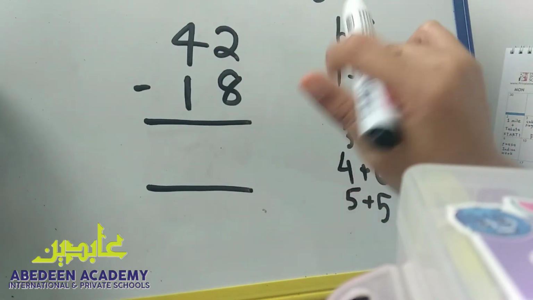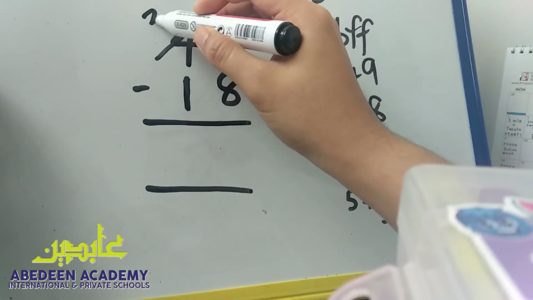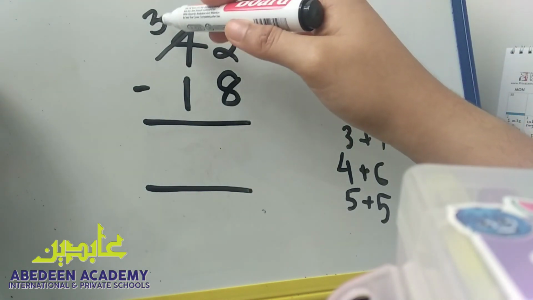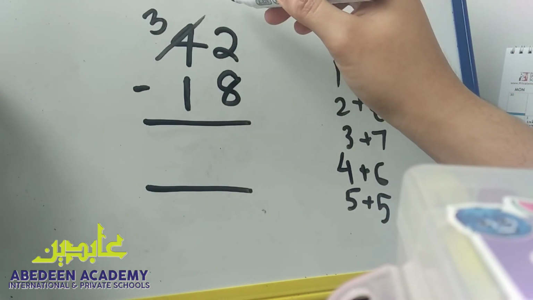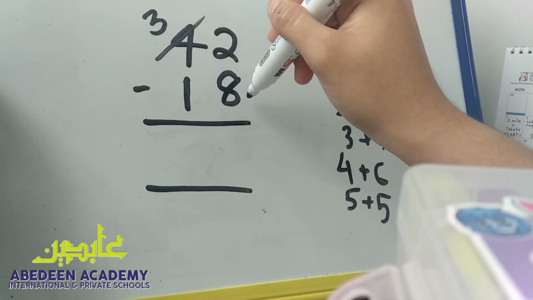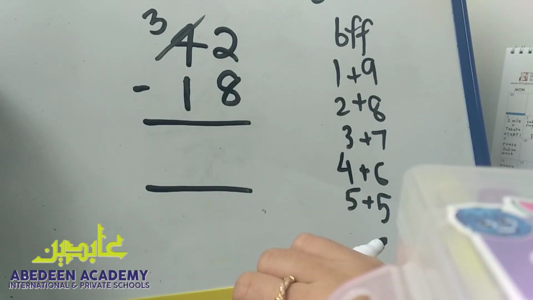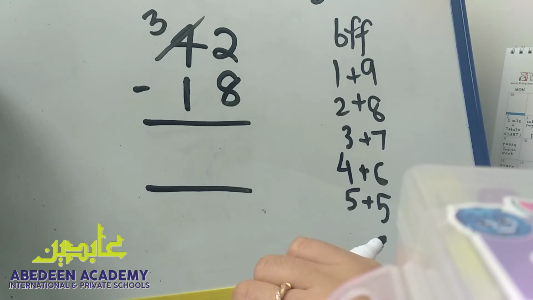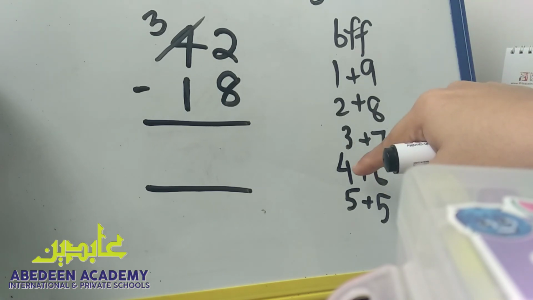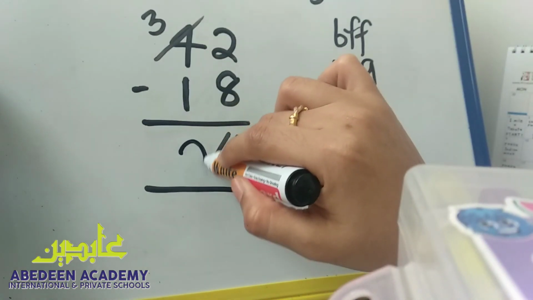Now 42 minus 18. 2 cannot minus 8. It has to borrow from 4. This will become 3. You already took 1/10 from 4. So 40 minus 10 equals 30. So this becomes 3. This one becomes 10. Instead of making it 12, how about you do it upside down? So 8 minus 2. Now 8 minus 2 is 6. What is the BFF of 6? The BFF is 4. The answer is 4. 3 minus 1 is 2.